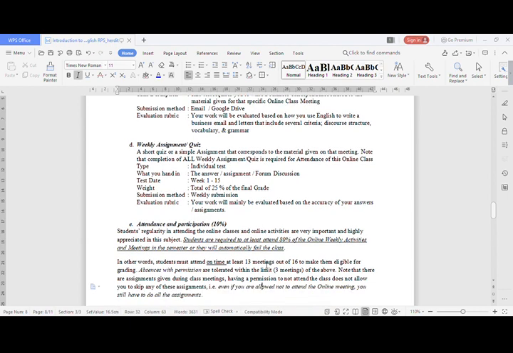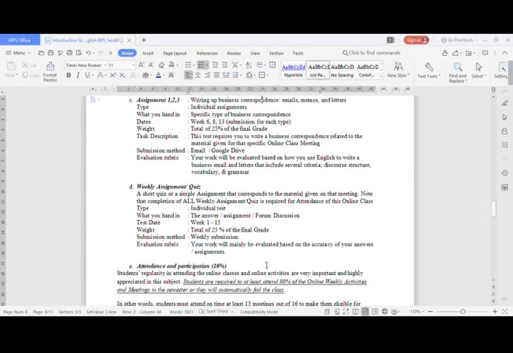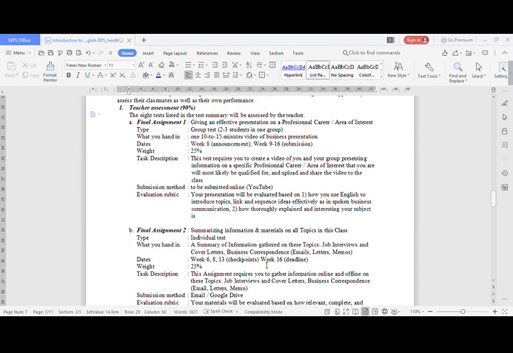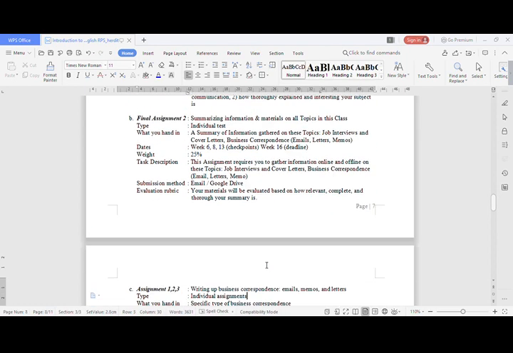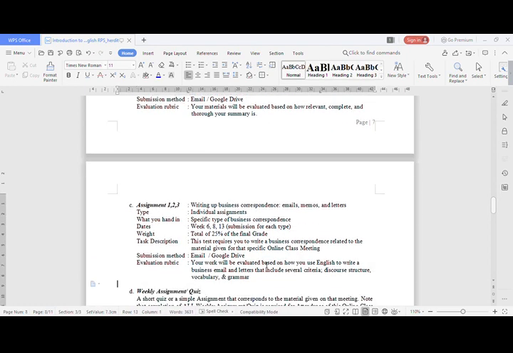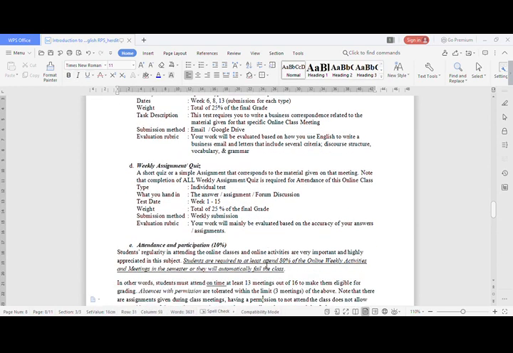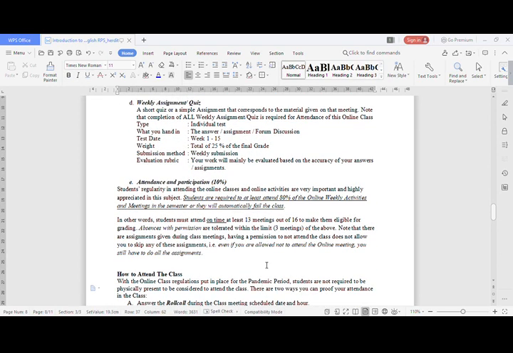So I am substituting that with these two final assignments. Consider the first final assignment, the presentation, as a midterm, and the summary as the final assignment, the substitute for the final exam. I think that works. And the attendance.